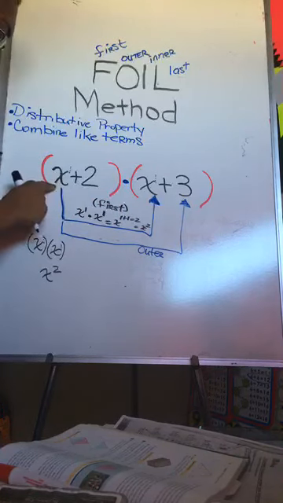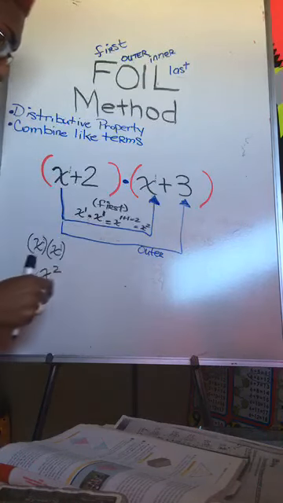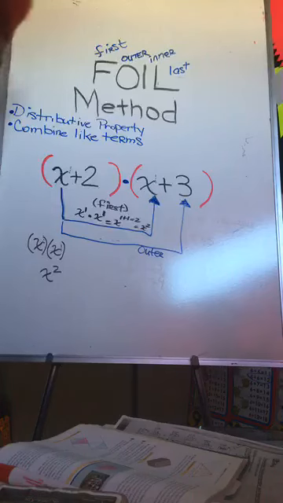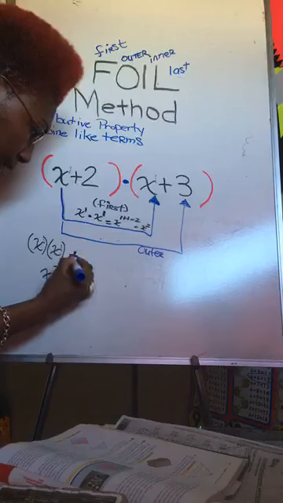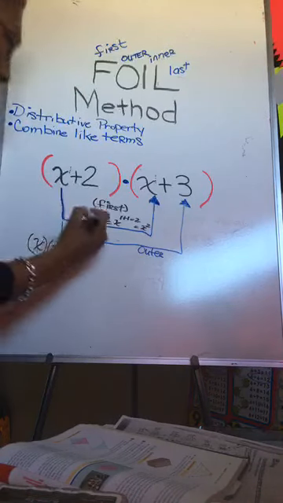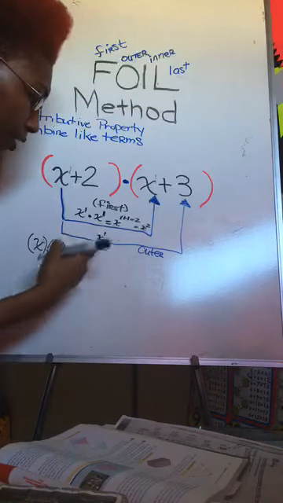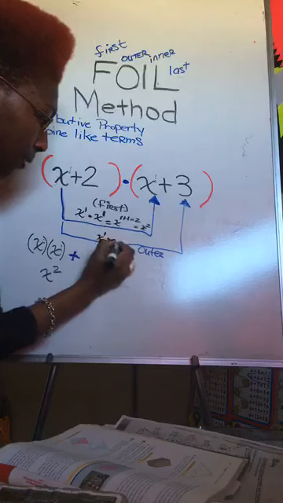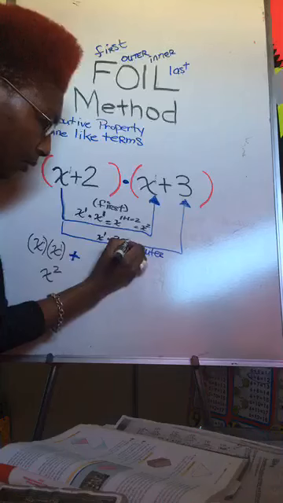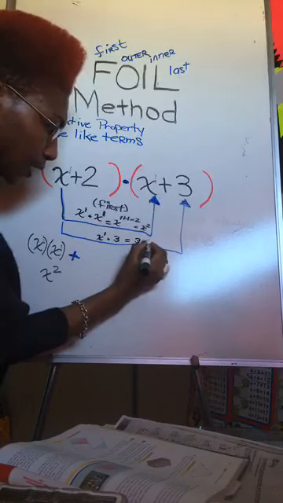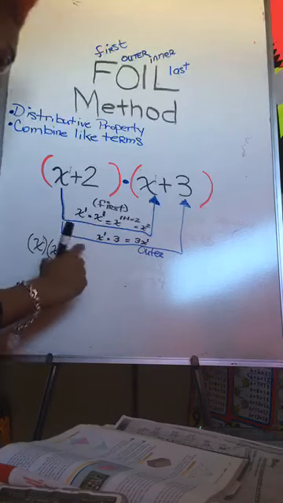Our outer is x to the first power times positive 3. Anytime that we are multiplying, we still want to just add everything until we see the signs change. So now we're going to say x to the first power times a positive 3. That is equal to 3x to the first power. All right, and I'm just going to bring it down here.